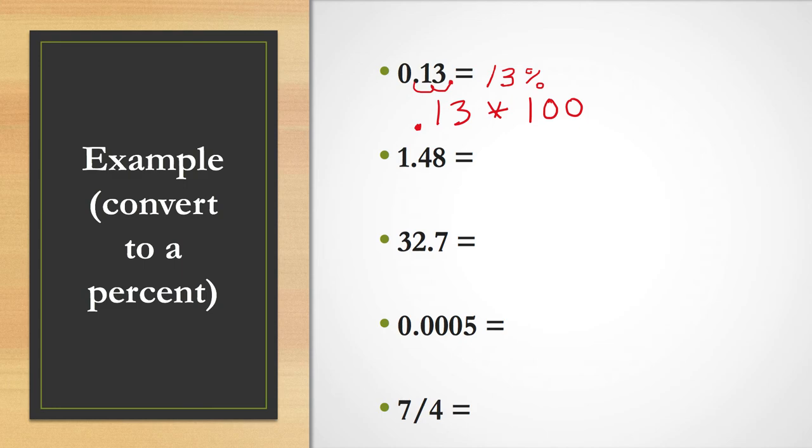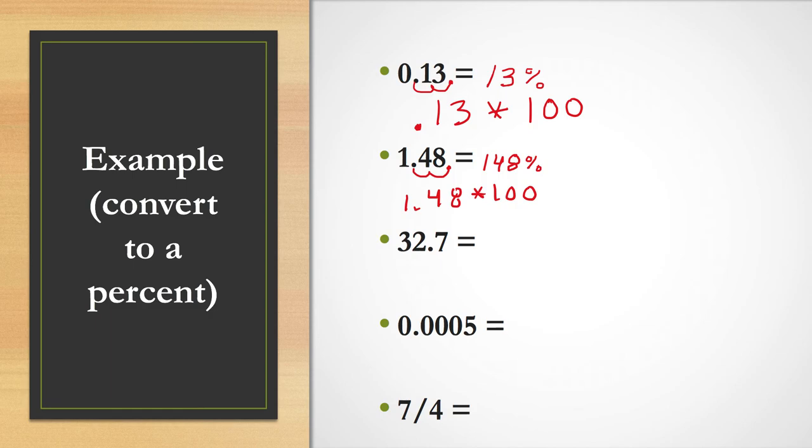So we have 1.48. If we're going to move the decimal 2 places to the right, then the decimal is now going to become after the 8. And so our answer would be 148%. Now again, if you would prefer to use your calculator, you would take that 1.48 and you would multiply by 100, and that will also give you the same answer.